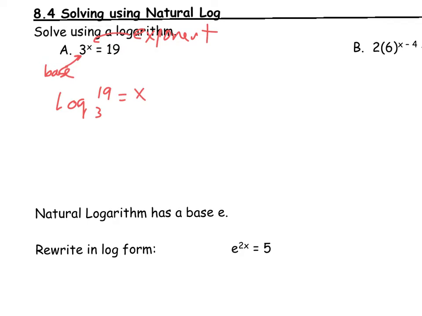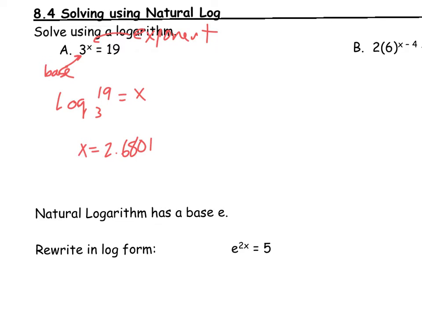So now we just plug it into Desmos over here. Hit the function button, go down to miscellaneous, and then there's log base A, that's your log base button. So type in your 3 for your base, and then 19. And you got your answer. X equals 2.6801. And we're good to go.